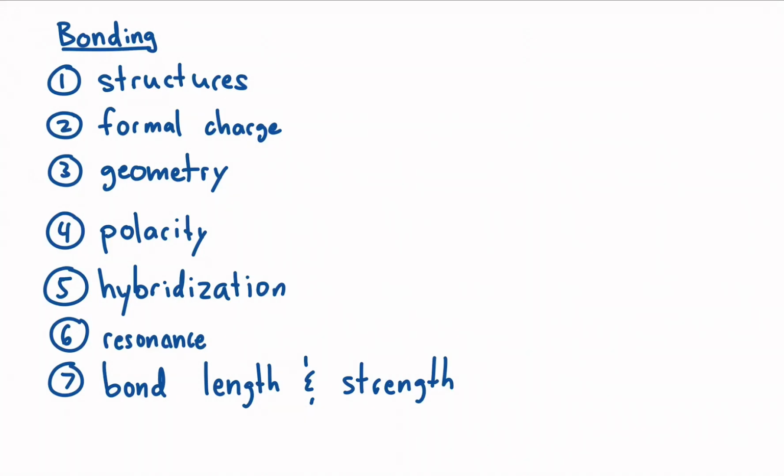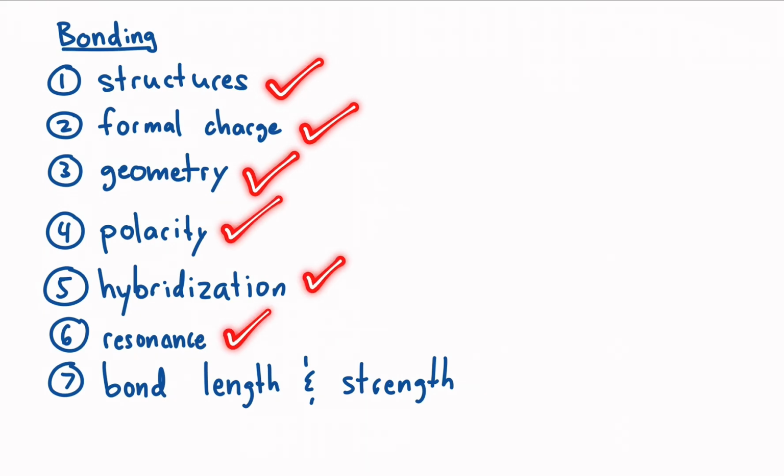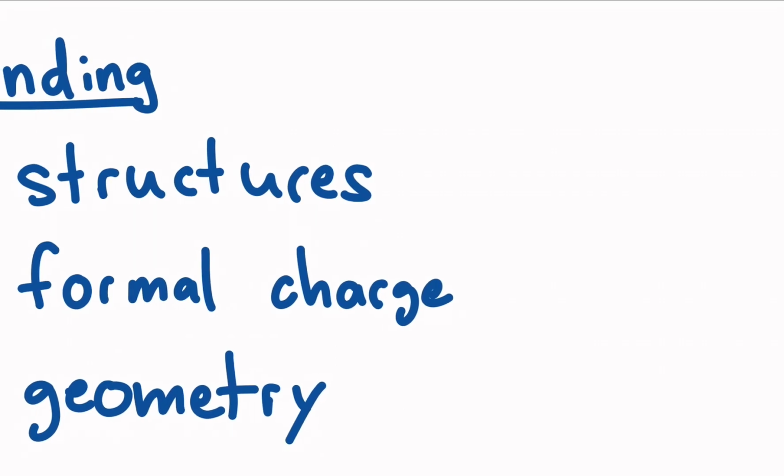Okay, chemists, in this crash course, we're going to look at the concepts you need to know related to bonding, namely how to draw structures, assign formal charges, predict geometries, polarity, hybridization, resonance contributors, and relative lengths and strengths of bonds. So let's consider a molecule, sulfur dioxide, and go through all of this list and use this as an example.